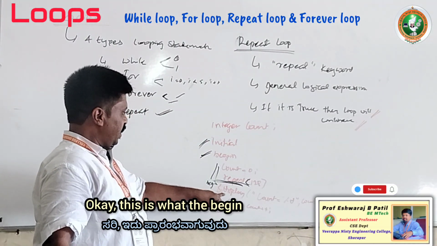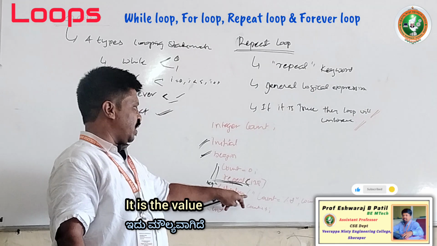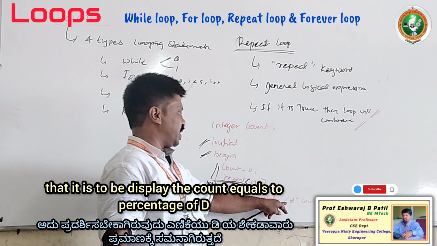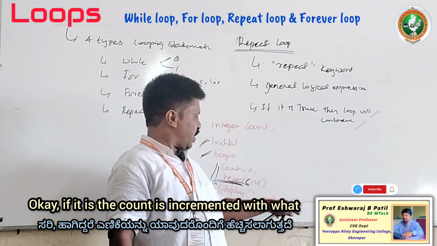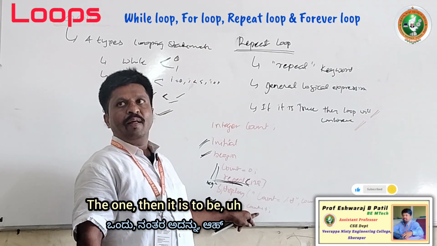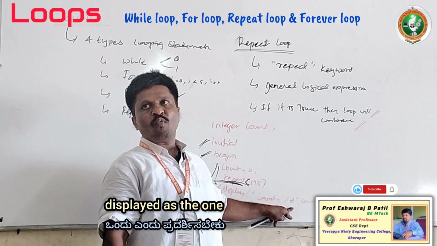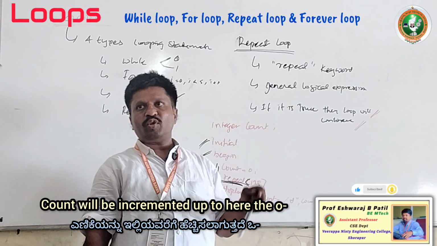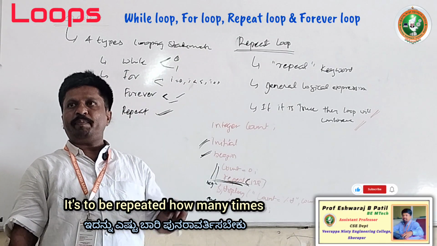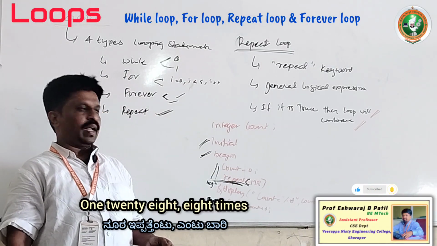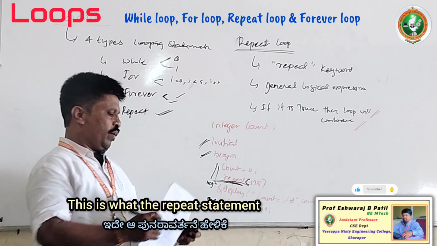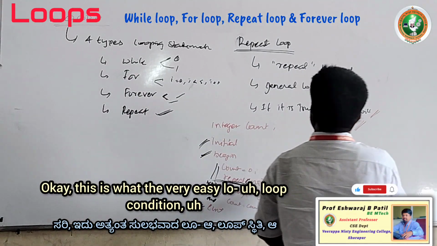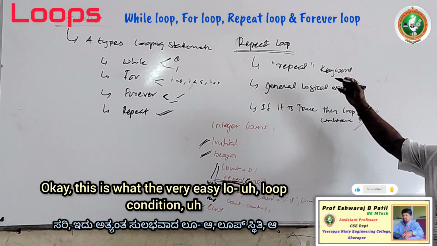Okay, this is the begin. It's a dollar display, showing the value: count equals percent d. If it is 0, it is displayed as 0. If count is incremented by 1, it is displayed as 1. Count will be incremented up to how many times? It is repeated 128 times. This is the repeat statement I used here. This is a very easy loop statement.